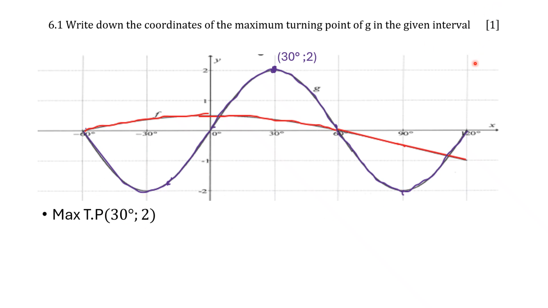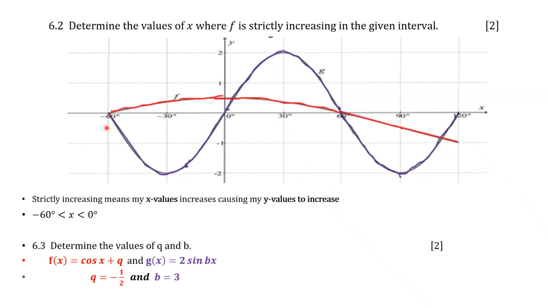Next question. For 6.2, determine the values of x where f is strictly increasing in the given interval. We're looking at the graph of f, which is the graph in red. From minus 60 to 0, the x values are increasing, and if you look, the y values are increasing till there. After that, as x is getting bigger, the y values are decreasing. So it's strictly increasing between minus 60 and 0.